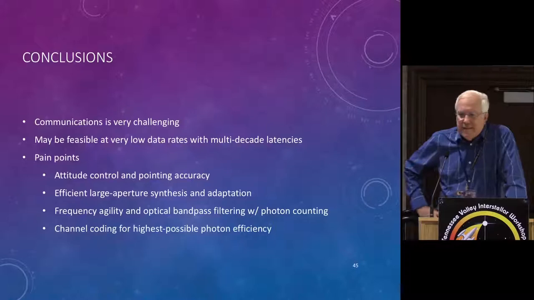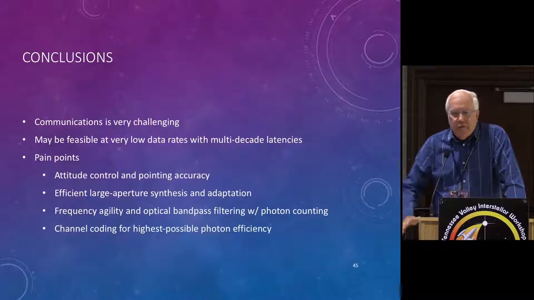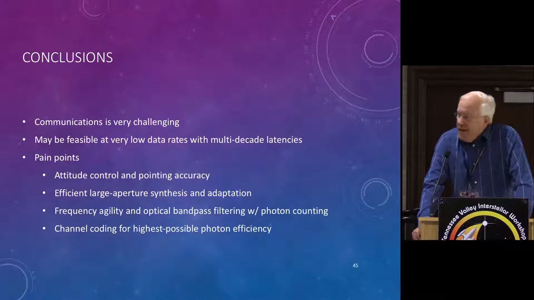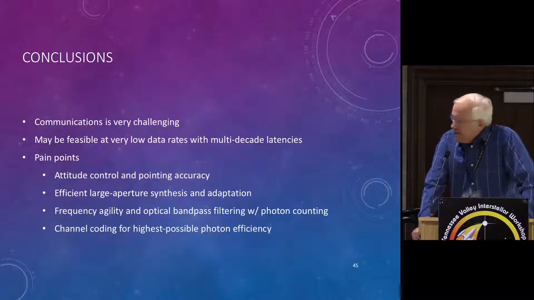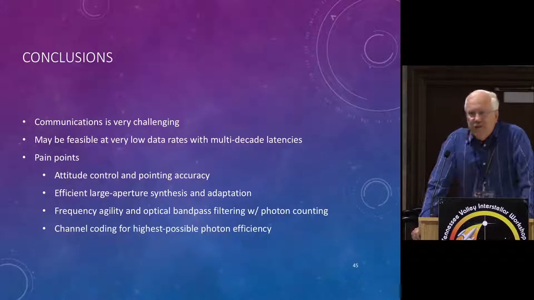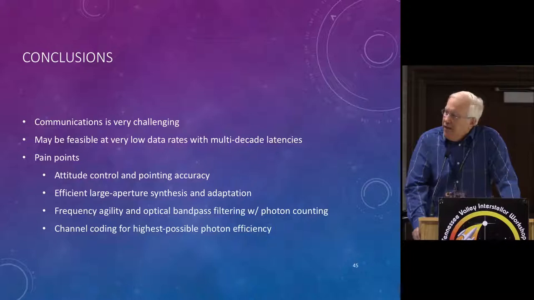So, just the final conclusions: communications is a very challenging problem because of the 10 to the 7th or 10 to the 8th factor that we have to overcome. It may be feasible at very low data rates and with large latencies, in terms of the time to get our data back to Earth. The biggest pain points are attitude control and pointing accuracy, large apertures, synthesis and adaptation, frequency agility and optical bandpass filtering in conjunction with photon counting, and the channel coding for improving the bits per photon. Those are all areas that need to be worked on.